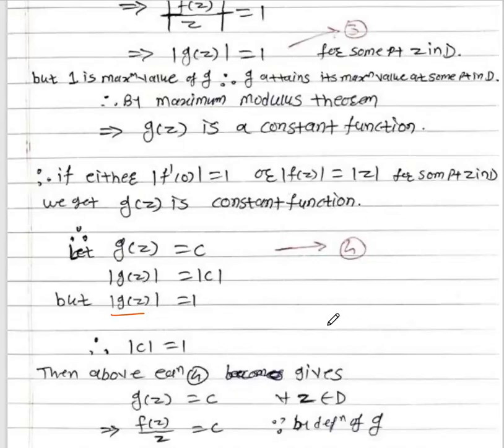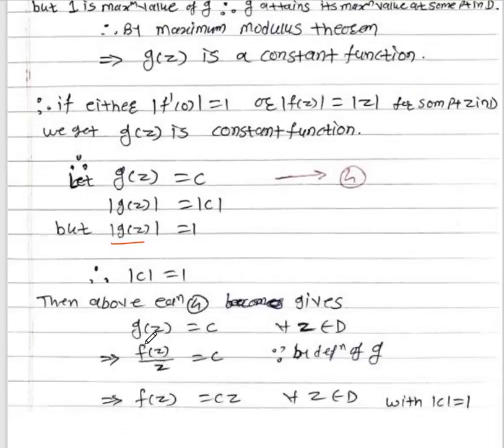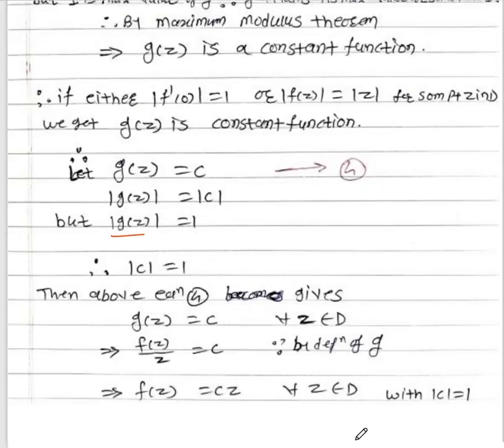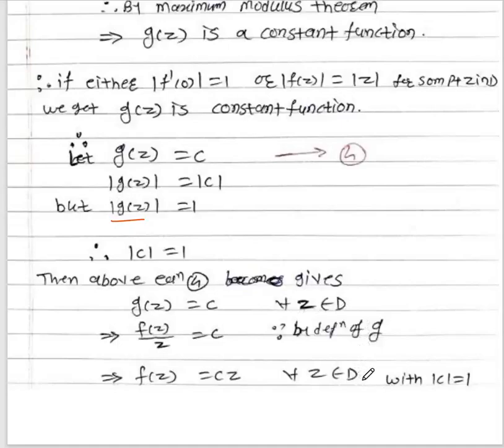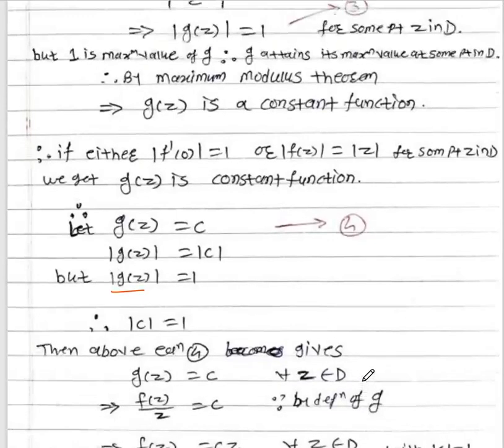Okay, so from equation number 4, g of z equal to c, which implies, using equation number 1, the definition of f of z upon z, that is c. Taking cross multiplication, f of z equals cz for all z belongs to D, with mod c equal to 1. Okay, so this is the complete proof of the Schwarz lemma. This is a very simple proof. If you read it two or three times, you can understand this Schwarz lemma very well, and it is a very important exam-point-of-view question.